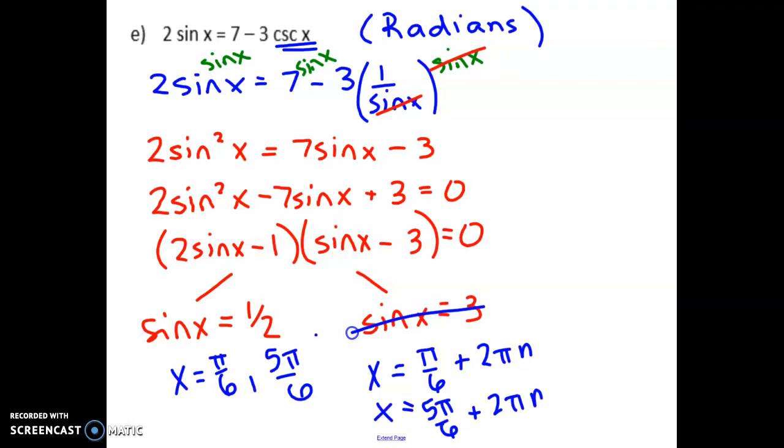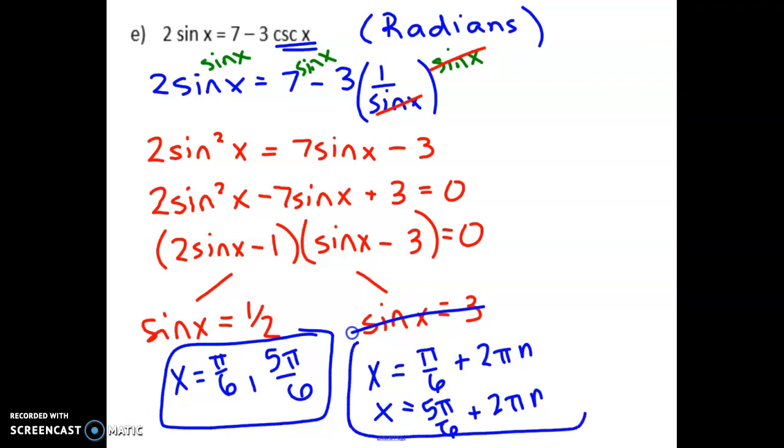Okay, so again, the particular solutions are just listing your solutions, but then the general solutions are when you add on the 2 pi n to speak for all solutions as you keep going around and around.